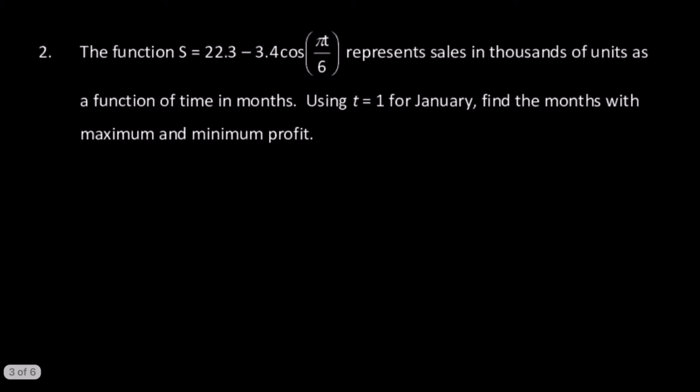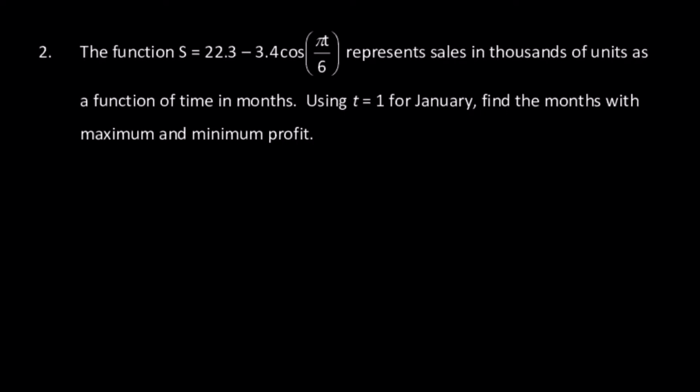Okay, next, the function s equals 22.3 minus 3.4 cosine of pi t over 6 represents sales in thousands of units as a function of time in months. Using t equals 1 for January, find the months with the maximum and minimum profit. It doesn't ask for what it is, we just need to find the months where that occurs.